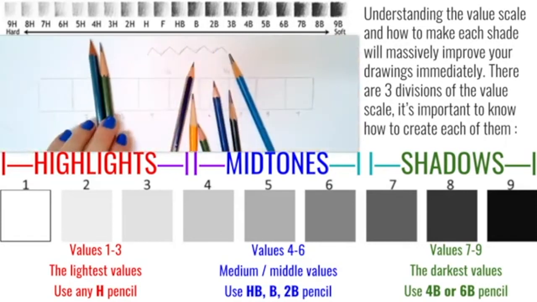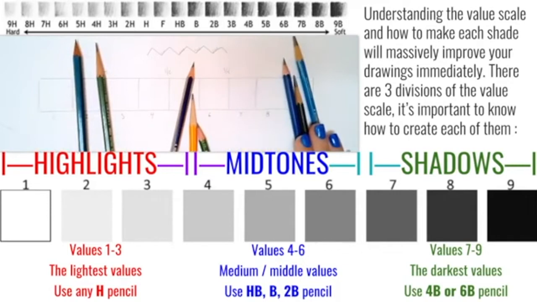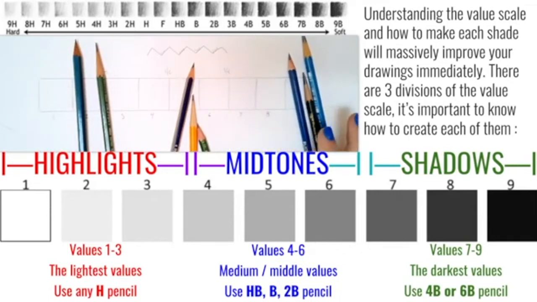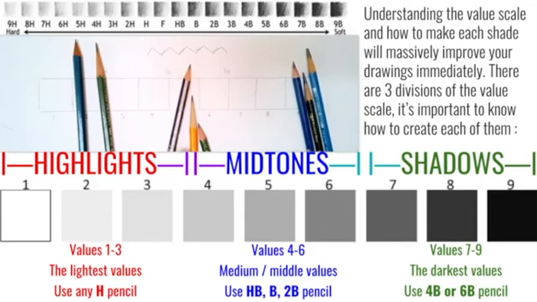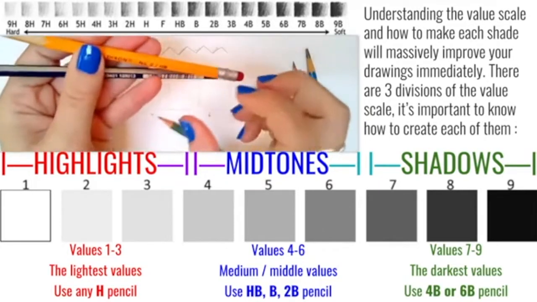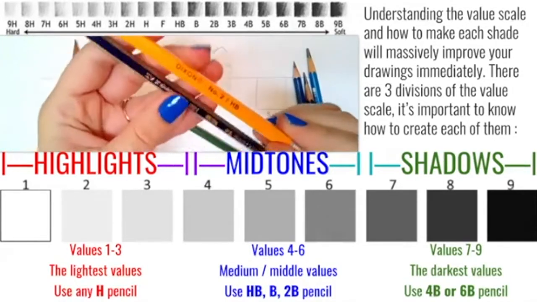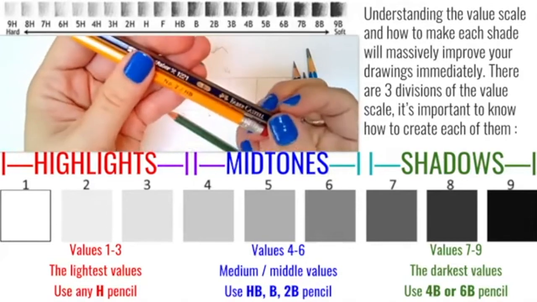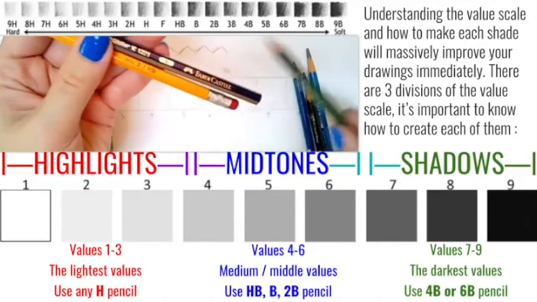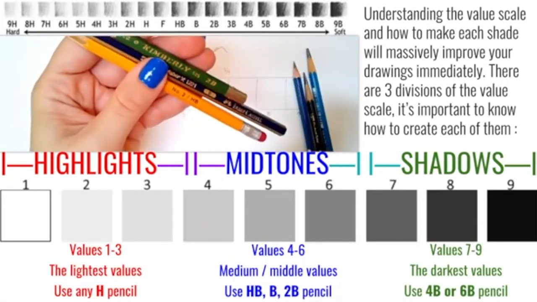Now here, you're going to use those H pencils for the highlights. You're going to use those B pencils, a 4B, a 6B, an 8B pencil, for your darkest values. And then here in the middle, you have your HB pencil, so a hard but bold pencil. You have just a plain B pencil. And then you could probably count a 2B pencil for your midtones also.